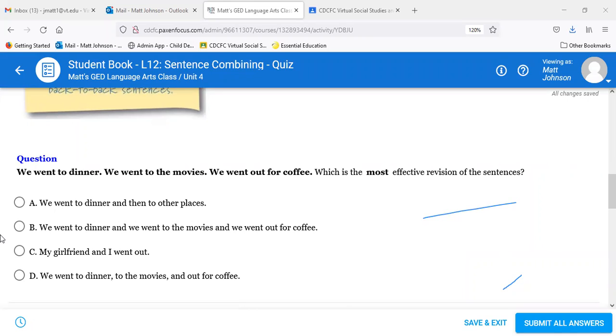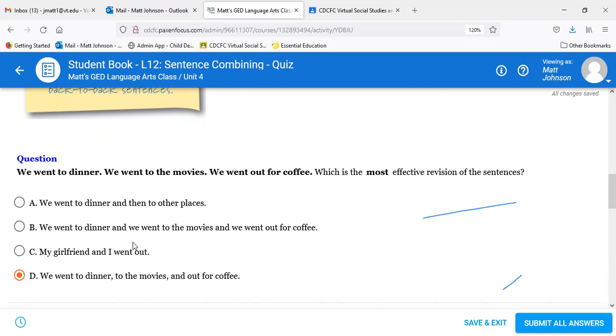D. So this is not incorrect, but what we've done is eliminate the other places that we went, where we still want to make sure that we're describing all of the places specifically. So D, okay, right? That is correct, but you're eliminating some of the information, so that's the issue there. But D: we went to dinner, comma, to the movies, comma, and out for coffee. So we're creating that list, right?